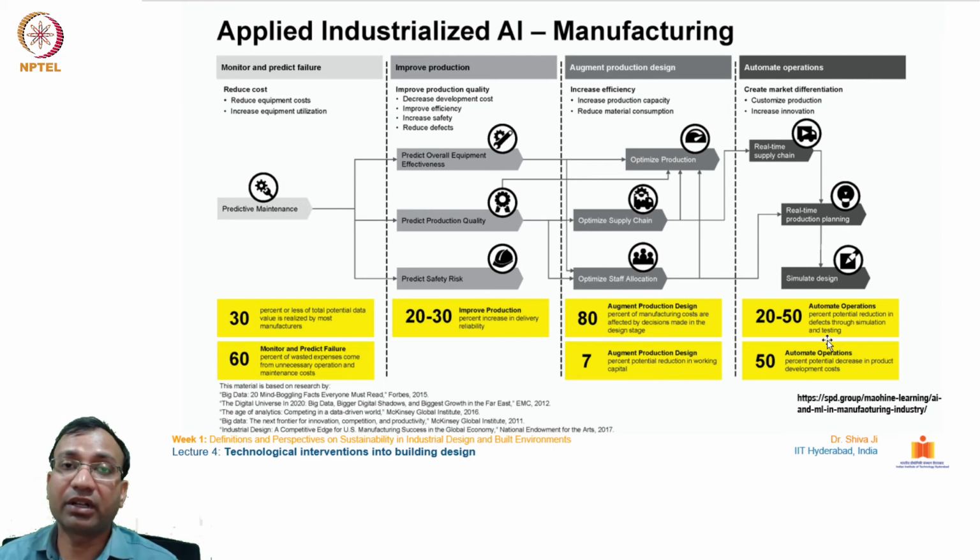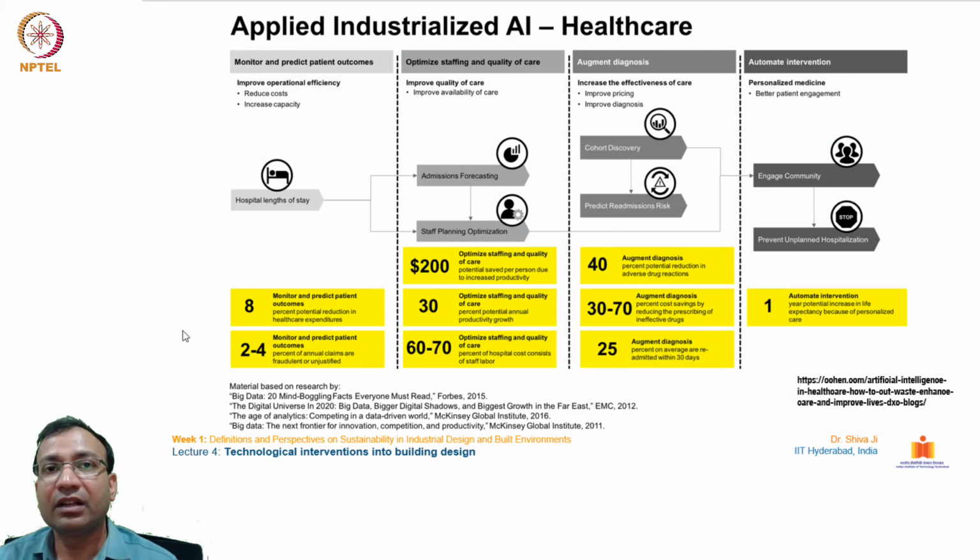So helping into minimizing the overall consumption by the company. Finally, for automating operations, we can see a 50% potential decrease in product development costs is also possible through automating the operations. So there are a lot of improvement areas we saw through this slide in the manufacturing sector. Further, see this next table over here.